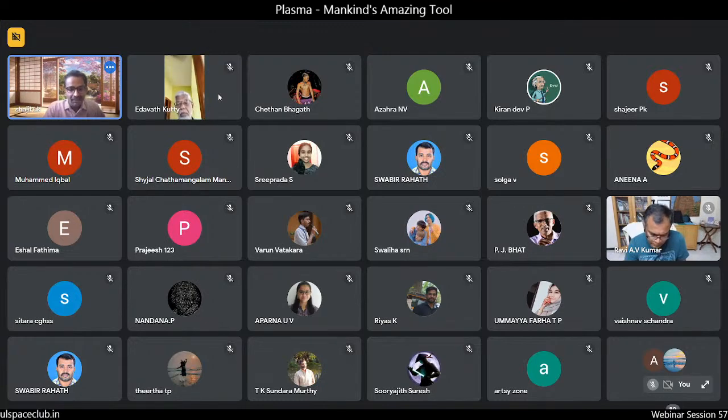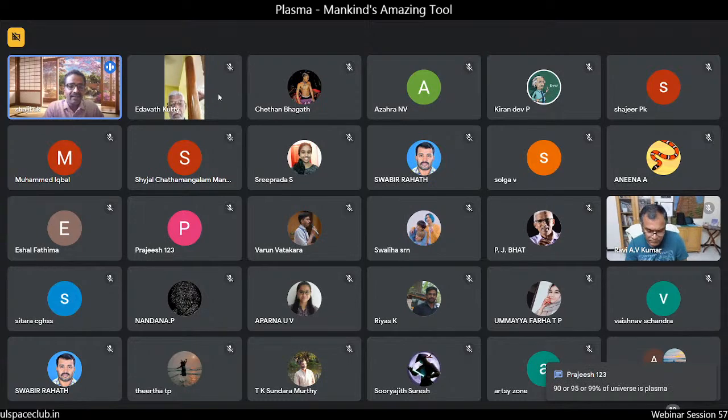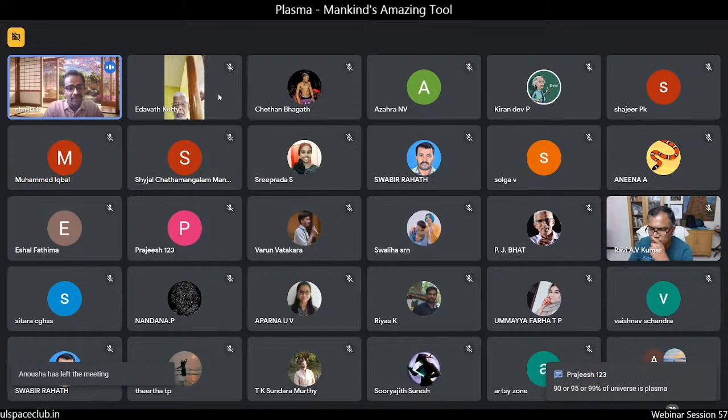From the previous webinar session, the 56th session, we started a new system in our program, that is the co-host. The co-host is a premier or prestigious school near Calicut or any other part of Kerala. In this 57th webinar session, the co-host is Calicut Girls Higher Secondary and Vocational Higher Secondary School, the prestigious school that was established in 1958.